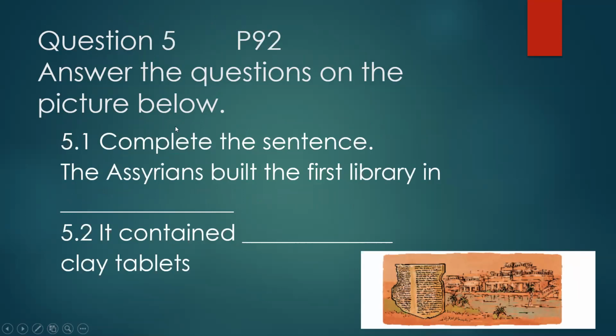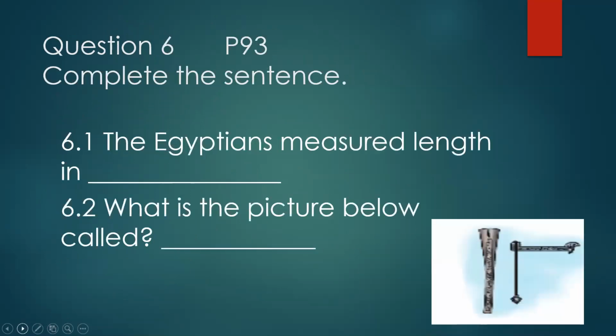Complete the following sentence, 5.1. The Assyrians built the first library in what? 5.2. It contained what? Clay tablets. In other words, how many? We will have a look at the numbers there on page 92.